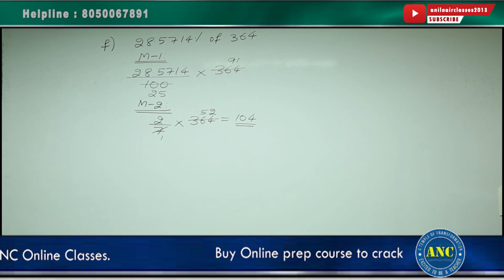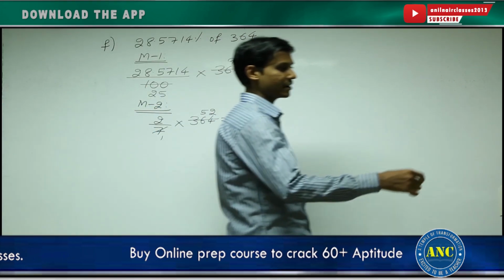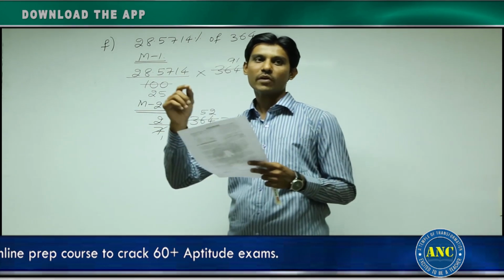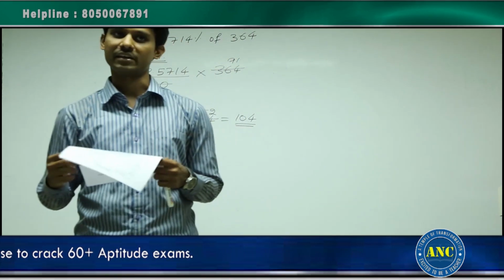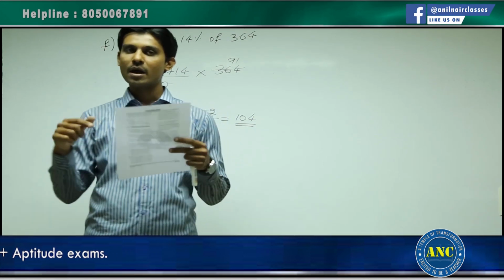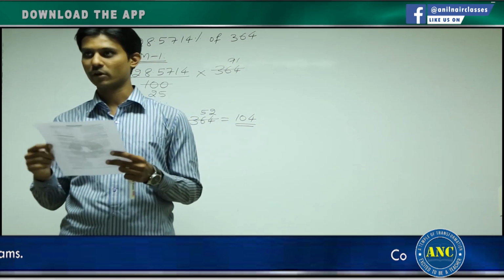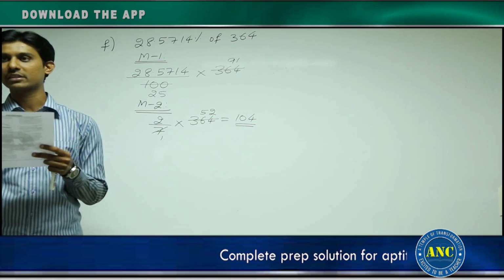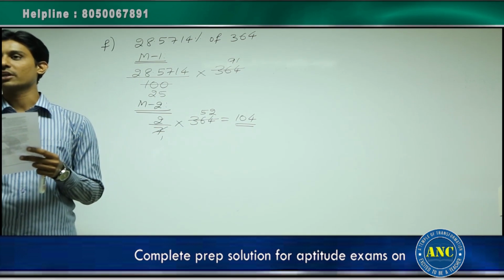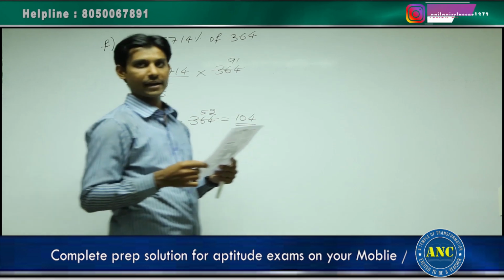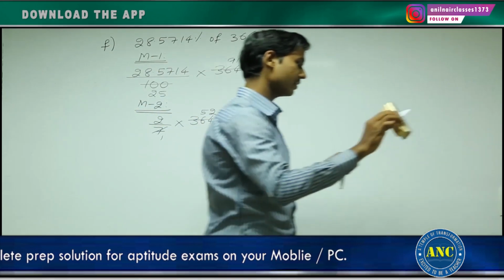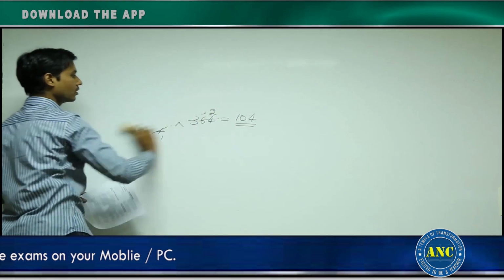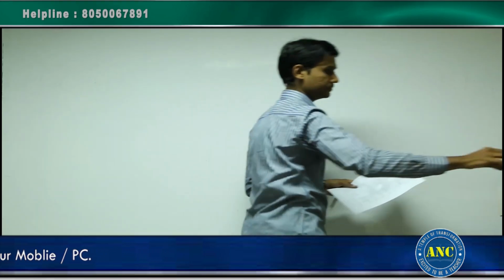Clear, right? Now the seventh question: 5.88 percentage of 340. 5.88 is nothing but 1 by 17. It will take some time for you to remember those values because you are learning it for the first time, right? 5.88 percentage is 1 by 17. 1 by 17 into 340 is nothing but 20. Answer is 20. Directly you can tell the answer. Now see your last question, question number H.